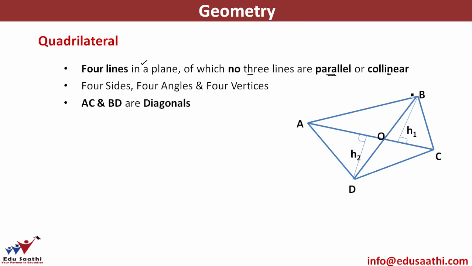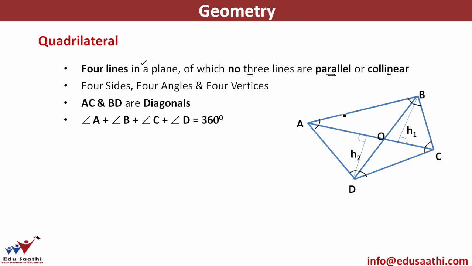Now let's look at a quadrilateral ABCD on our right hand side. This ABCD is a quadrilateral wherein AB, BC, CD and DA are the four sides of the quadrilateral. Angle A, angle B, angle C and angle D are the four vertex angles of the quadrilateral, and AC, that means if I join the opposite vertices I get a diagonal. AC and BD are the two diagonals that I have for this quadrilateral.